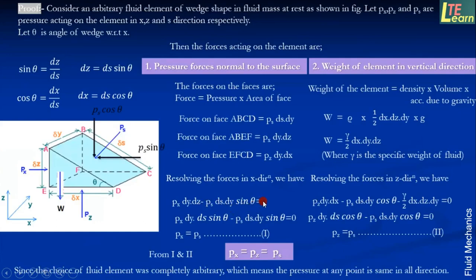Now in this expression, if you see here, we find dy ds sin theta, and also here dy ds sin theta. So from this equation, dy ds sin theta can be cancelled. So what remains? Px, and this minus ps, when we bring it on the other side of the equation, becomes positive ps. So we get here px is equal to ps. Give the number, equation number 1.